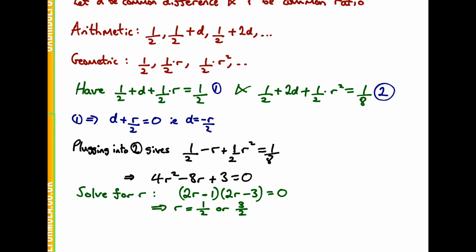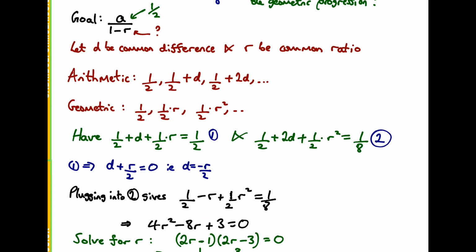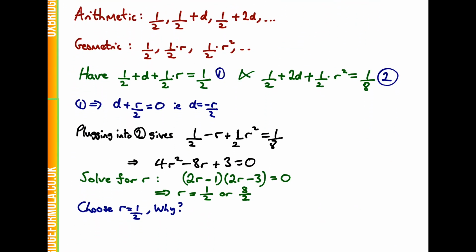So which value of r must we choose? Because there's only one value of r, isn't there? Well, we're told that this is a convergent series. What does that mean? That means that the common ratio has a modulus strictly less than 1 for it to converge. And only r equals a half satisfies this condition. Therefore, that is our r.